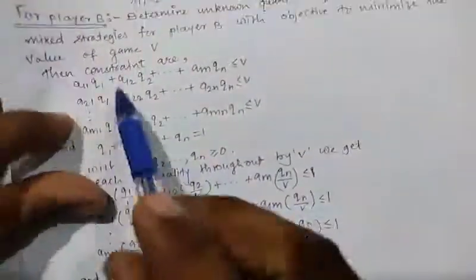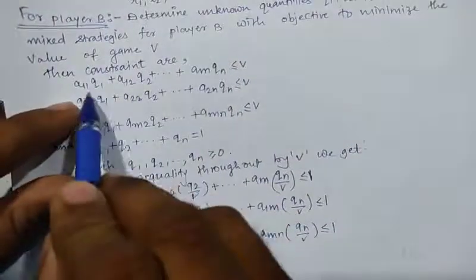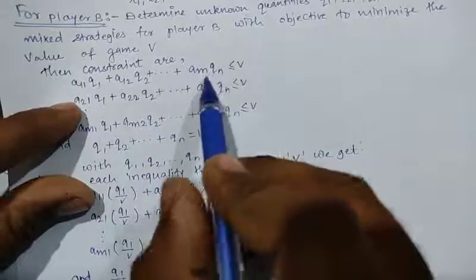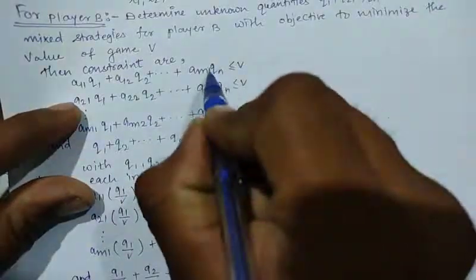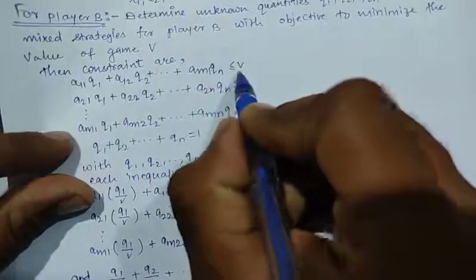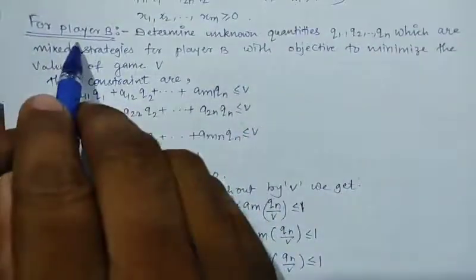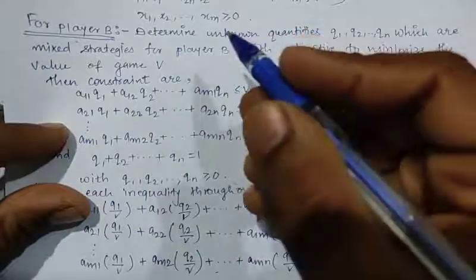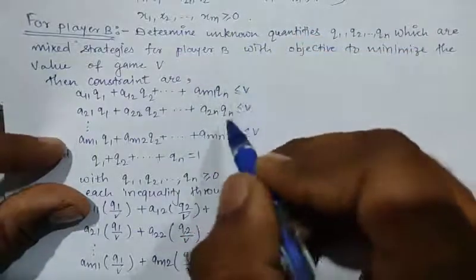So here then the constraints are a11 q1 plus a12 q2 plus up to a1n qn less than or equal to 1. So here for player B's strategy we always consider the less than or equal to sign, and for player A's strategy we consider the greater than or equal to sign.